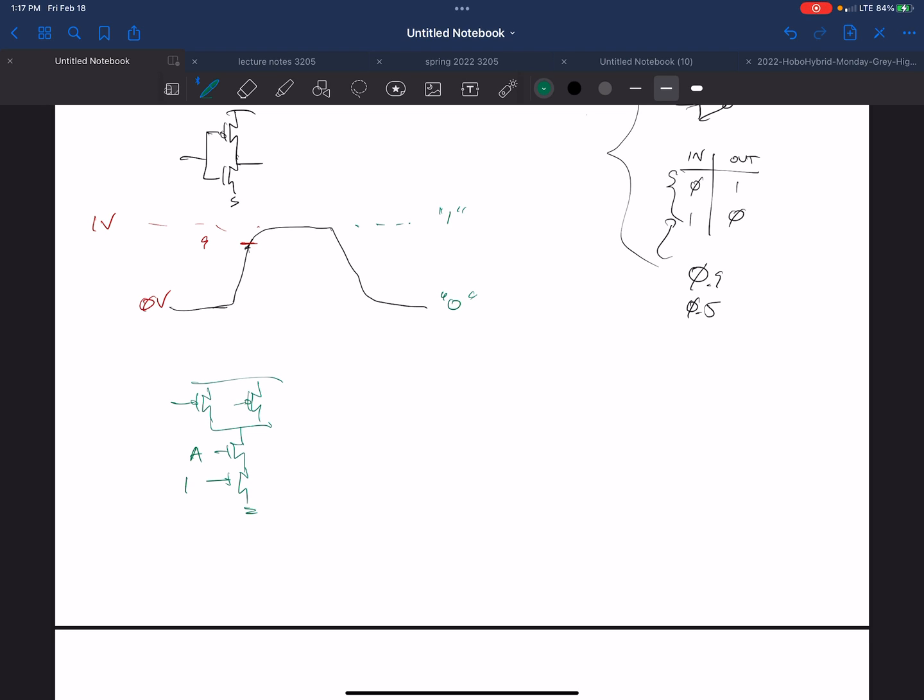Standing room only. No, I'm just kidding. Where's a good place? There's a place to sit. Okay.